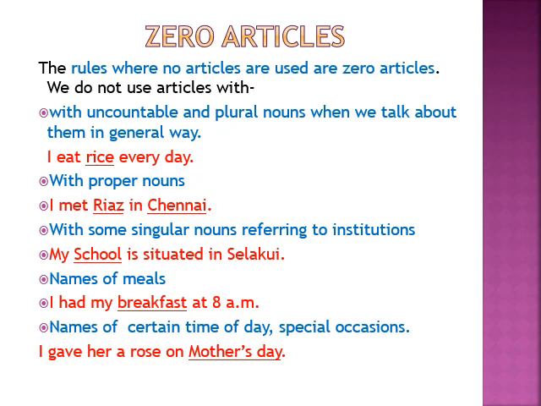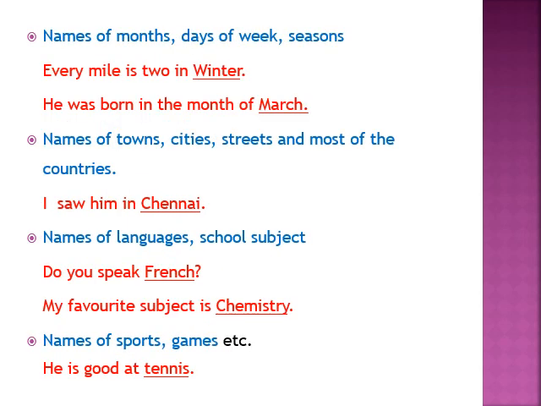Names of meals. Breakfast. I had my breakfast at 8 a.m. So we aren't using any article before breakfast. Names of certain times of day, special occasions. I gave her a rose on Mother's Day. So Mother's Day is a special occasion. So we aren't using any article before Mother's Day. Similarly, names of months, days of the week and seasons also don't take any article before their names. So for example, every mile is true in winter. He was born in the month of March.